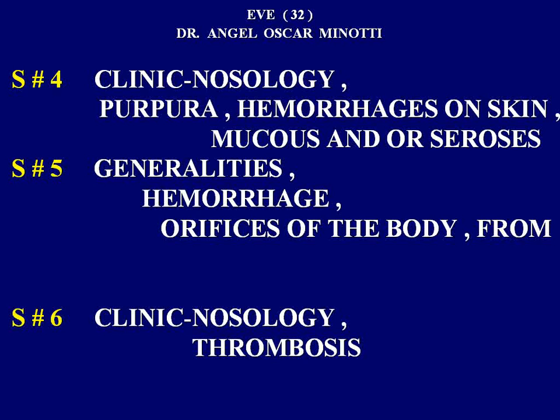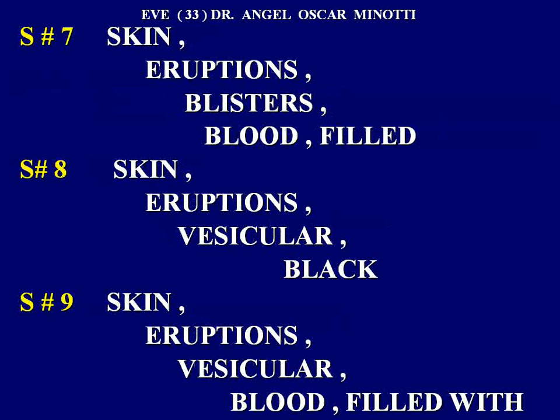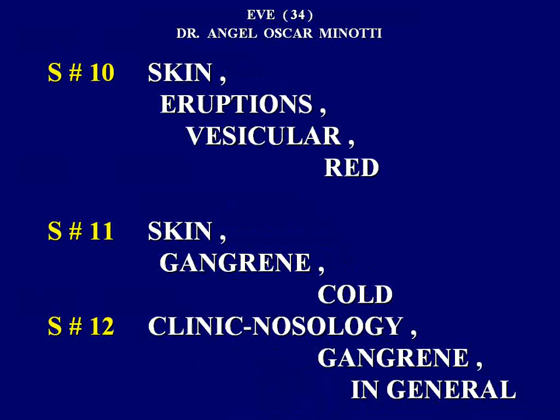Generalities, hemorrhagic, orifices of the body from clinic thrombosis. Skin, eruptions, blister, filled blood. 8, skin eruptions, vesicular black. 9, skin eruptions, vesicular blood filled with. 10, skin eruption, vesicular red. 11, skin gangrene, cold. 12, clinic nosology, gangrene in general.